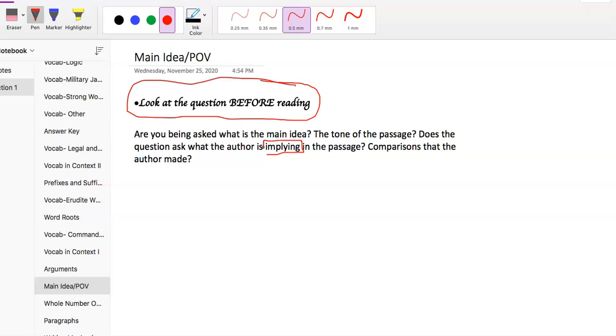And just to clarify, implying and assumptions are very similar. Okay, they can almost be interchanged. And what that's going to mean is if you're asked what is the author assuming or what is their assumption, what are they implying, that's going to mean unstated. Unstated. We're going to go ahead and write it out just because it's so important.